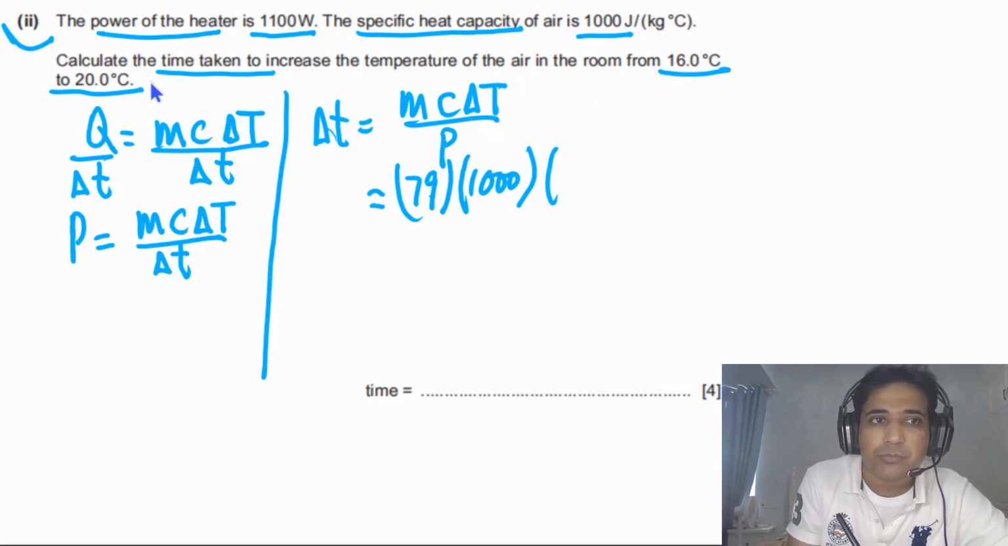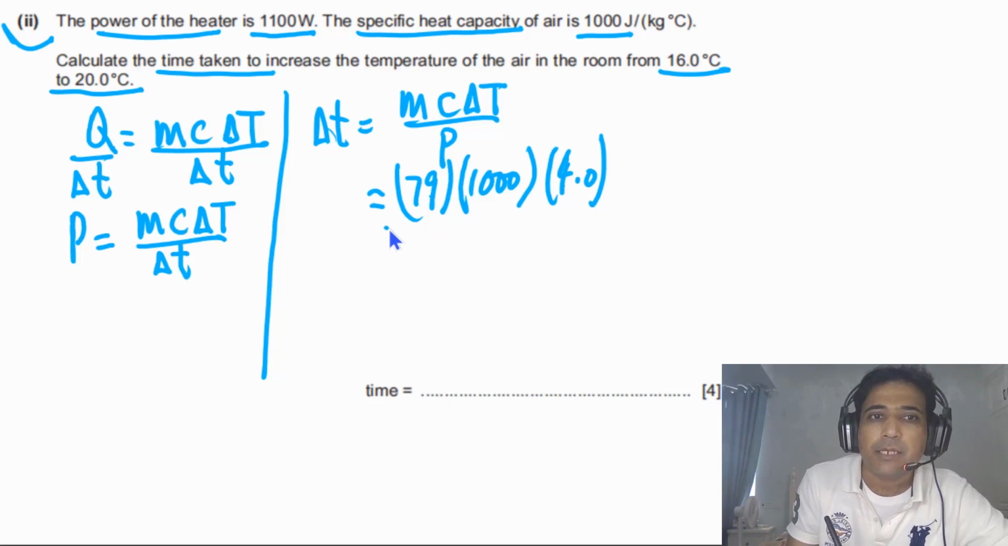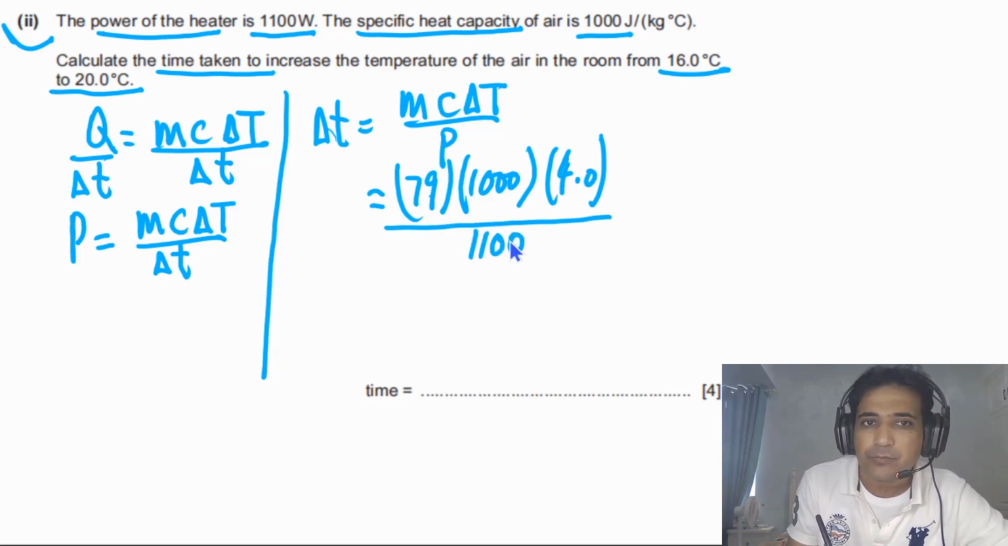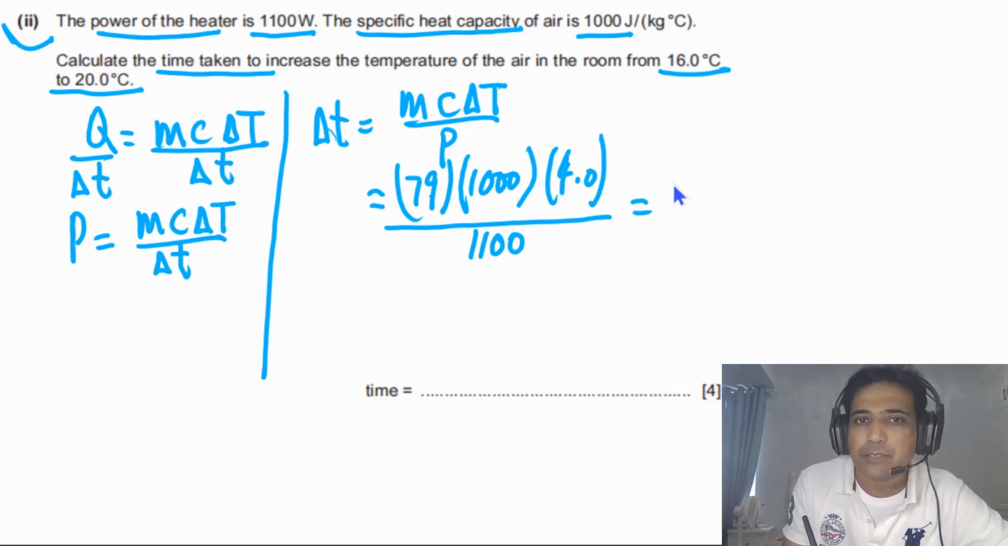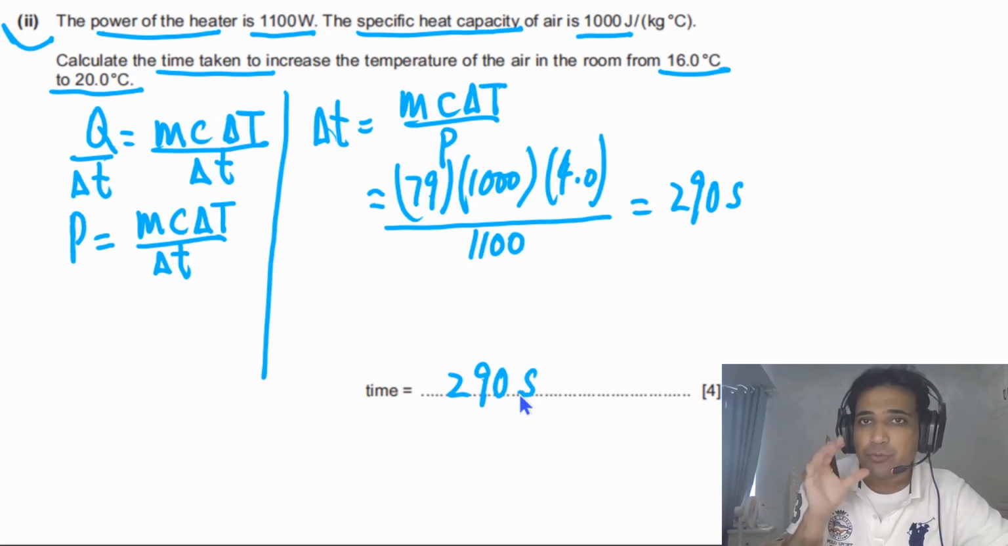So the change in temperature we have, this is 20 minus 16, so we have 4.0 degrees Celsius, divided by power, that is 1100 watts. Now if we simplify this one, we will get our final answer, that is 290 seconds. So this is how we can approach this question. So the final answer is 290 seconds. A beautiful way, you need to understand how to answer this type of problem.